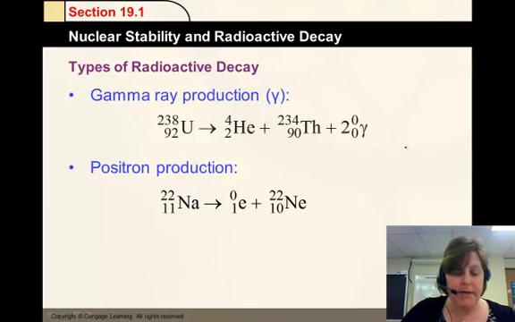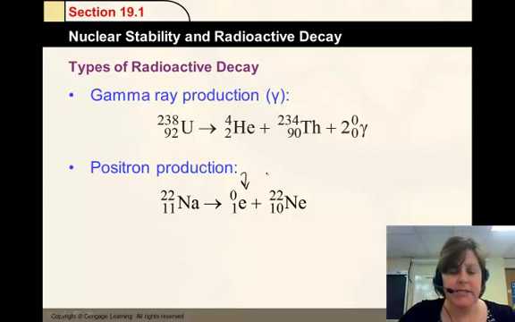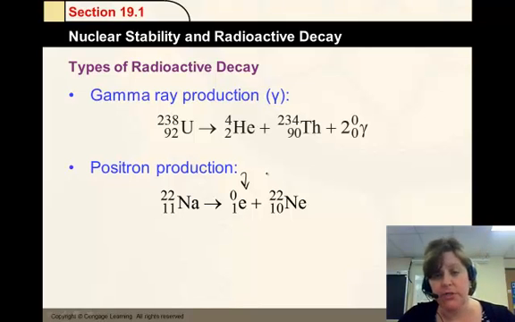Let's see an example of it. Here's sodium, and it's producing a positron. Notice it's also an antiparticle. The net effect is a change. It's changing a proton to a neutron, which is the opposite of the beta decay, which we saw before.